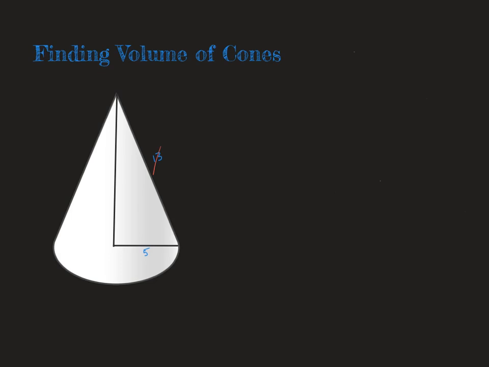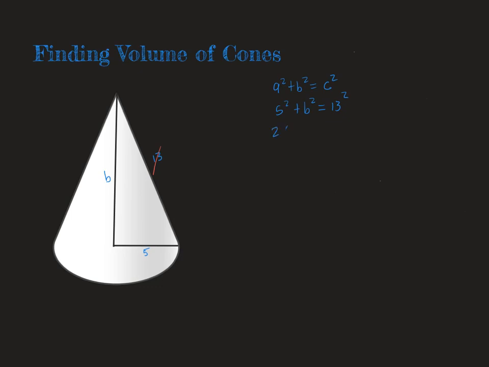In this case, I'm going to call it b, because we're going to use something that we already know, the Pythagorean theorem. So we have a squared plus b squared equals c squared. In this case, we're going to have 5 squared plus b squared equals 13 squared. So we're going to solve this like in the previous videos.